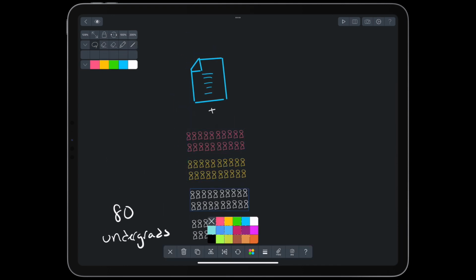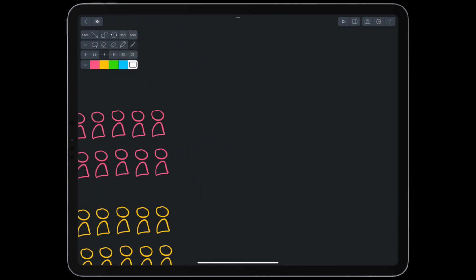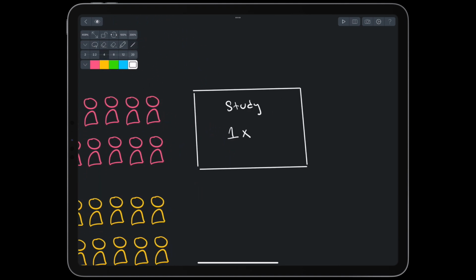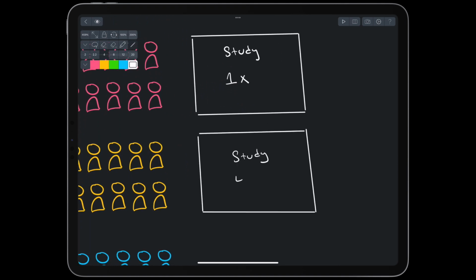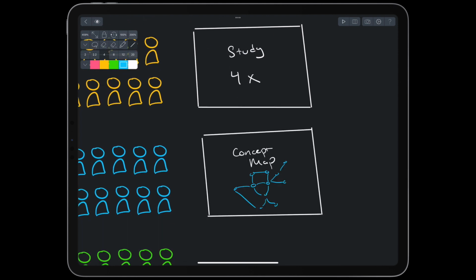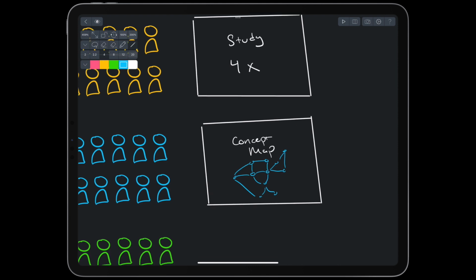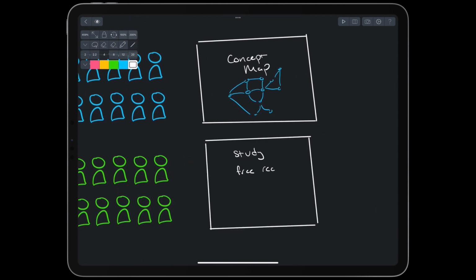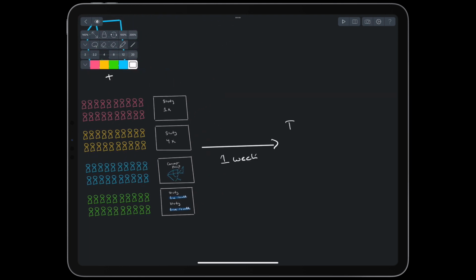They break the participants into four groups. Group 1 studies the text once. Group 2 studies the text repeatedly, 4 times. Group 3 learns concept mapping and makes a concept map while studying. Group 4 studies the text, does free recall, studies the text again, and does free recall again. 1 week later, participants are given a short answer test on both lower level and higher level knowledge.